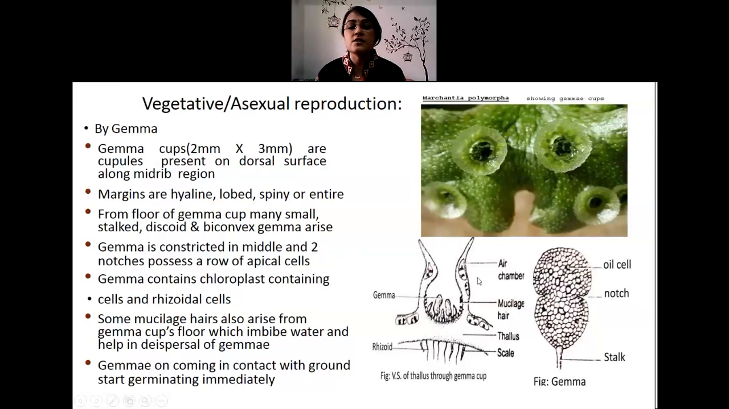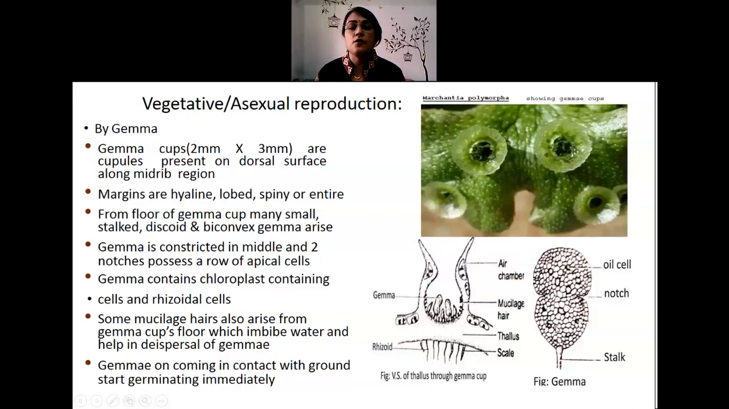Gemma is constricted in the middle. So this is a single gemma. We find a constriction in the middle, called a notch, which possesses two apical cells. On either side of this constriction or notch, we find two apical cells. Hence, a single gemma can give rise to new plants.